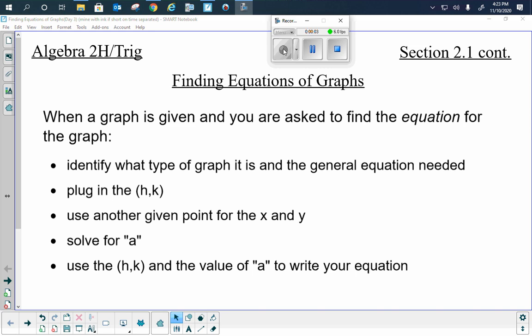All right, one more topic in 2.1. So finding equations of graphs. If I give you a graph, can you come up with the equation? That's what we're getting at.